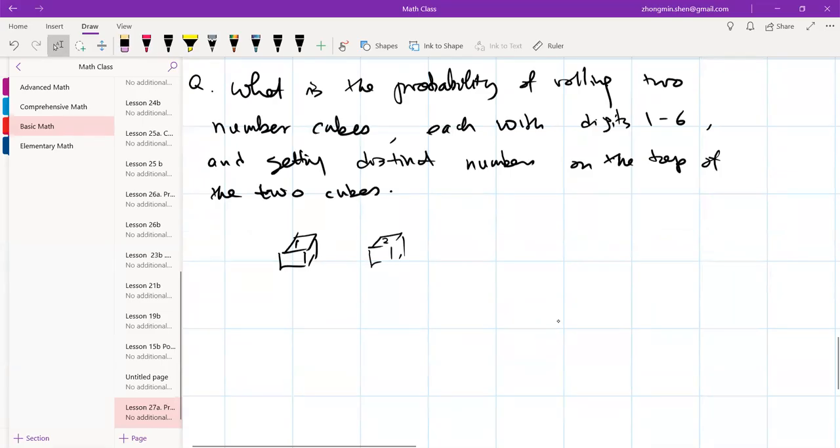Five over six. All right, 5/6 is correct. Okay.